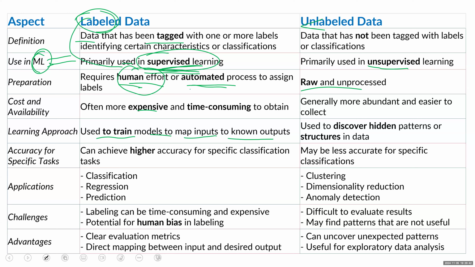But unlabeled data can be used to discover hidden patterns or structures in data, like clustering and so on. Accuracy: we can definitely achieve higher accuracy for a specific classification task because our training is based on labeled data. If the training is good, the AI model will usually produce higher accuracy or better results. Applications for labeled data, classification, regression and prediction, are mainly based on supervised learning. The challenges are that they are time consuming and expensive.